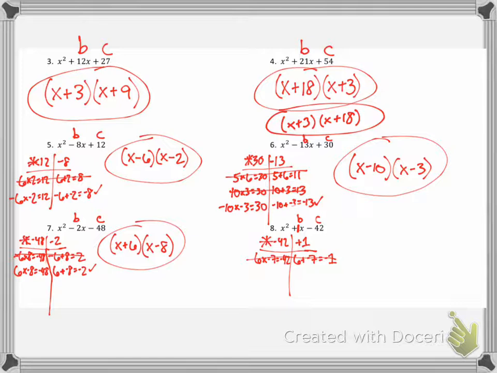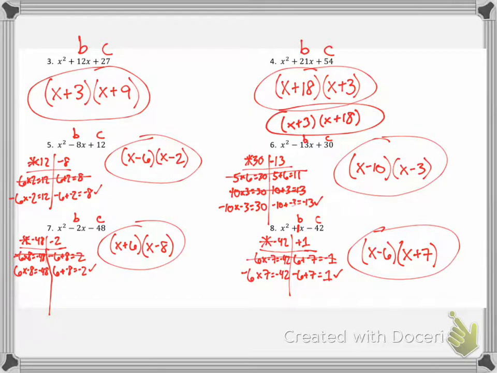Again, when I look at the addition, I see, hey, I'm really close, right digit, wrong sign. So we're going to take the two numbers here and flip the signs. I'm going to make the 6 negative, I'm going to make the 7 positive. Again, negative times positive gets me a negative 42. Negative 6 plus 7 gets me a positive 1. That tells me I've got the right number combination, which gets me the right factors here of x minus 6 and x plus 7.